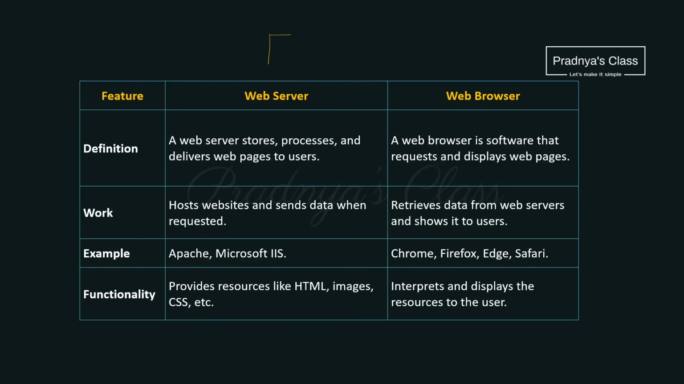When we talk about server and browser, it's client-server technology. There will be one server and there can be many clients. The client will send a request to the server, the server will process it and reply back to the client. So the server stores, processes and delivers pages to the user. It can host a website and send data when requested. Here are some examples of web servers. It provides these resources.